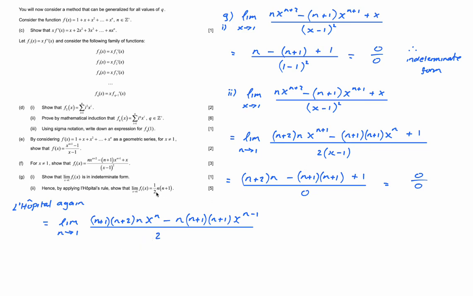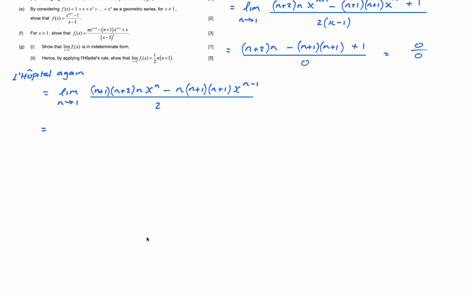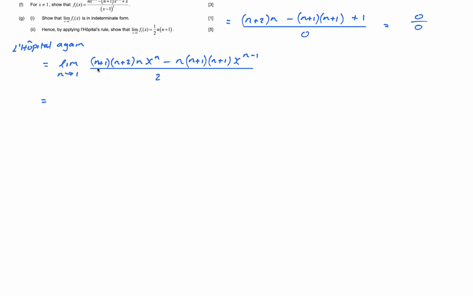So you get this. Okay, now I'm going to sub in 1. Let me move down a bit. I'm going to sub 1 into this. So I get n plus 1 times n plus 2 times n times 1. That just disappears. Minus n times n plus 1 times n plus 1 times 1. All divided by 2.